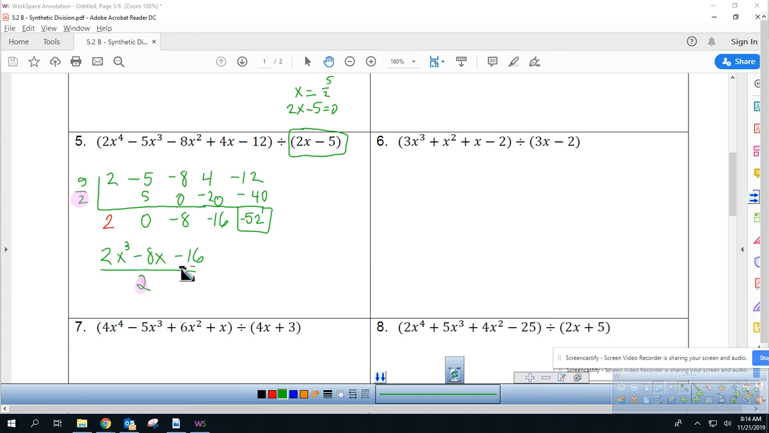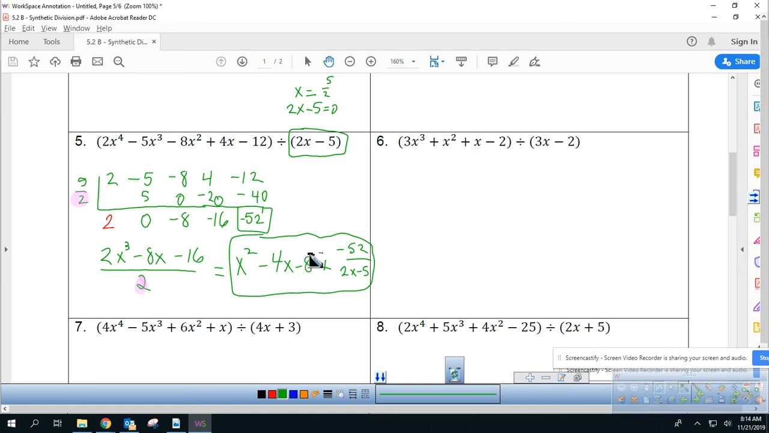Okay, the remainder is kind of shielded from the division of that denominator. So each term must divide out, so this is going to give us x squared minus 4x minus 8. And the remainder here will just be written as a fraction, negative 52 over what we were dividing with, which is 2x minus 5. And that becomes our solution.